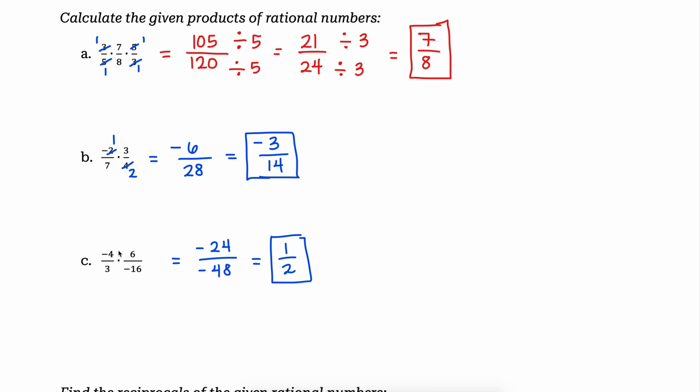The other option is to reduce these ahead of time. So for instance, 4 goes into itself once and 4 goes into 16 4 times. I'm going to color code this one because it's going to get a little crazy. 3 goes into itself once. 3 goes into 6 2 times. Then 2 goes into itself once. It goes into 4 2 times. So you're left with 1 times 1, 1 over 1 times 2, 2. Just giving you some options there. You pick the method that makes more sense to you.